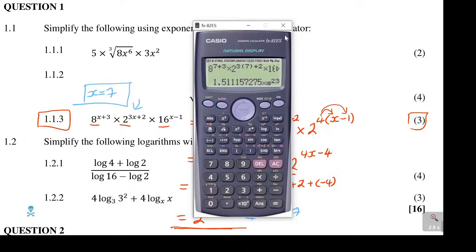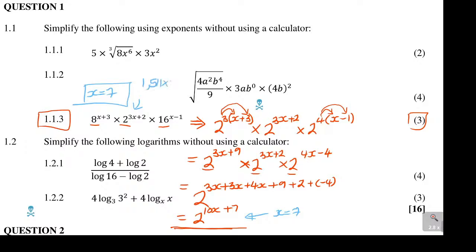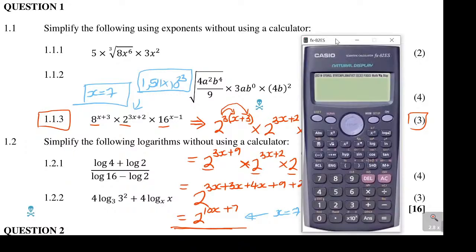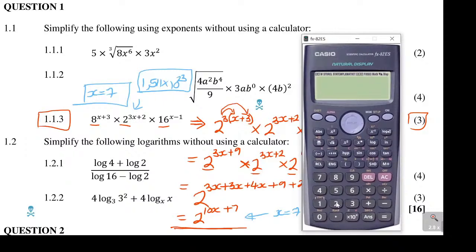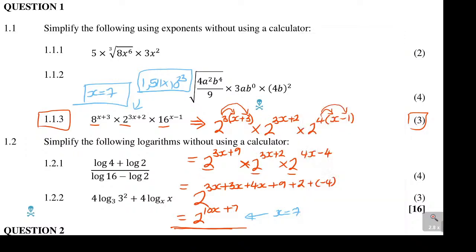1,511 times 10 to the power 23. The aim is just to get that, then you're good to go. Now look at the next one quickly, the final answer: 10 to the power of 7 plus 7. It's actually 10 there. Getting a long answer, which is 1,511 times 10 to the power 23, exactly the same number that I got. It means I am on the right track. So my answer is correct.